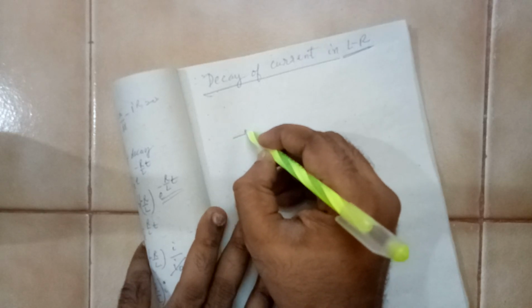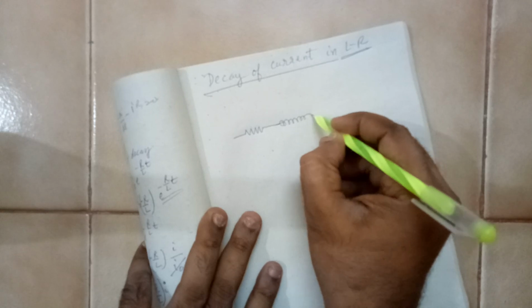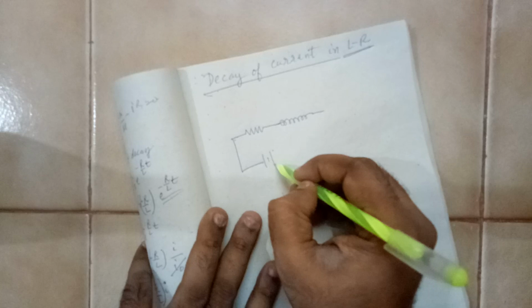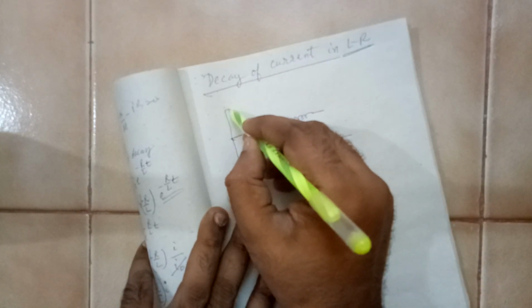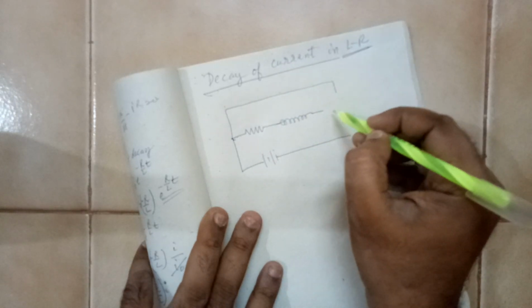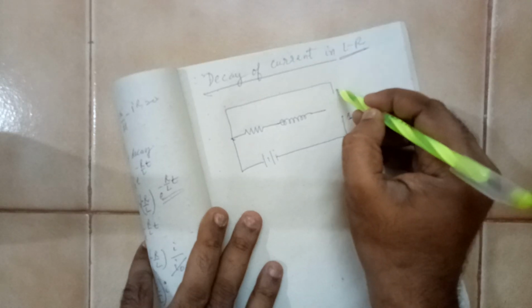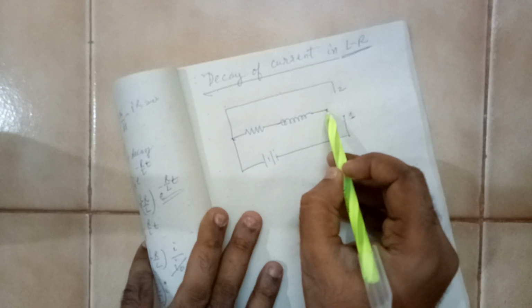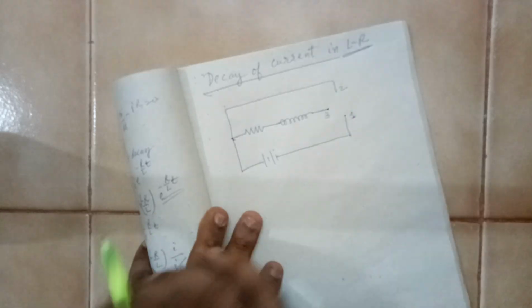Similarly, let us say there is a circuit like this, an LR circuit with a battery. I will say this point is 1, this point is 2, and you have a key in between. I can connect the key from point 3 to point 1 or point 3 to point 2.